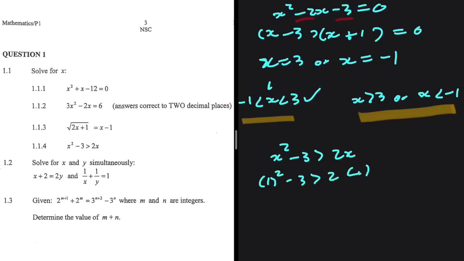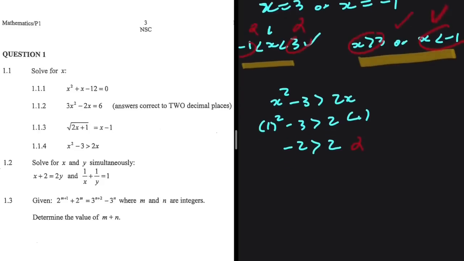So 1 squared minus 3 minus 2 is greater than 2. Obviously, this is not correct. So it tells us that our answer is not between -1 and 3, but rather x is greater than 3 or x is less than 1. So this is our correct answer. This is wrong. Right, that is one way of solving an inequality.